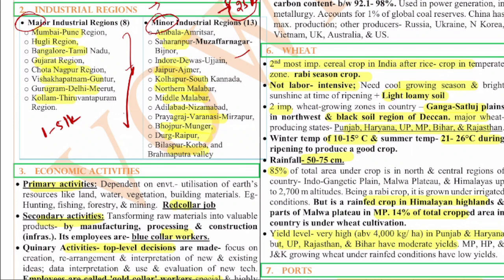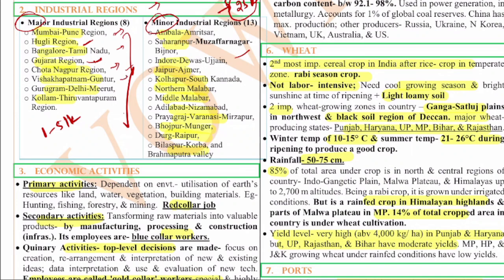For example, the Mumbai-Pune region. Most of us can remember it very easily because of the high industrial activity. The Hooghly region. Try to associate something with each, then you will be able to remember. Next, Bangalore, Tamil Nadu. The Gujarat region we can identify easily. Chota Nagpur region, where we have all these minerals, so we can easily remember it.